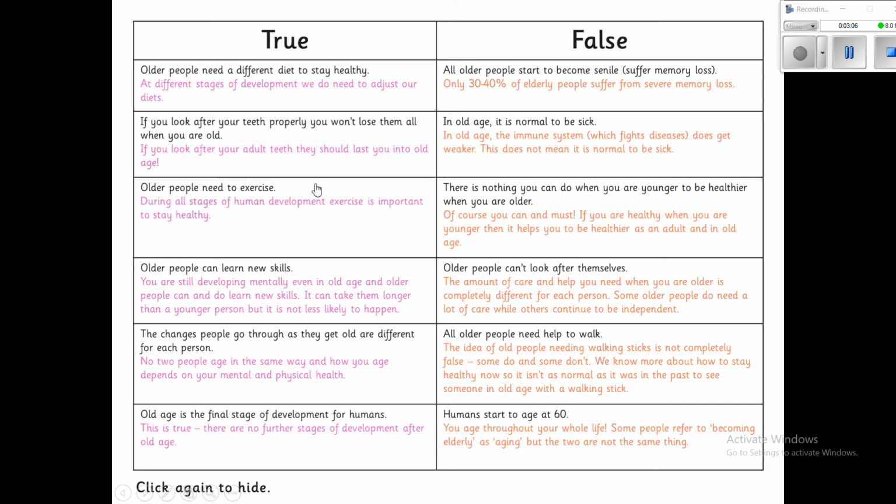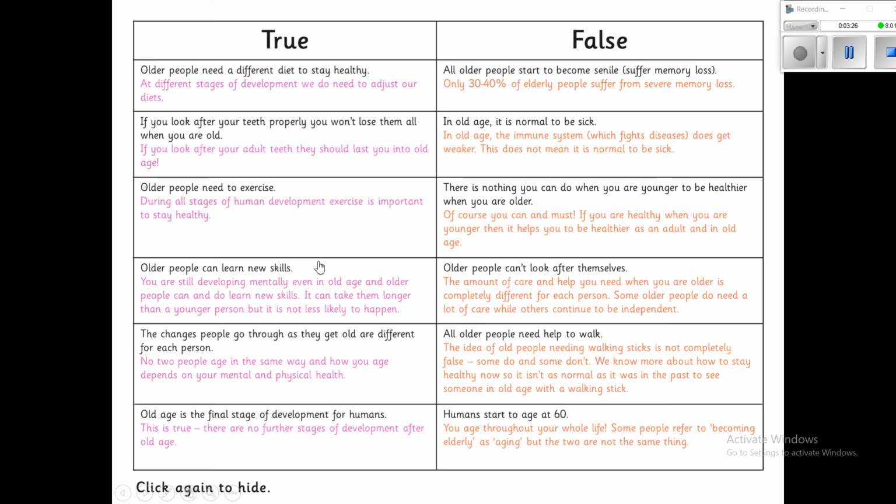It's always important to do exercise, okay, all the time. So of course old people still need to do it, even if they are a little bit more fragile and they can't exercise as much. It's still important. Older people can learn new skills. Of course they can. Okay, you never stop learning. You learn new things every day. It's very, very true. Always learning new things about things that you didn't know before.